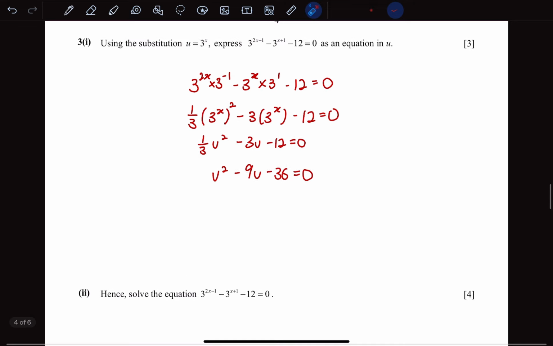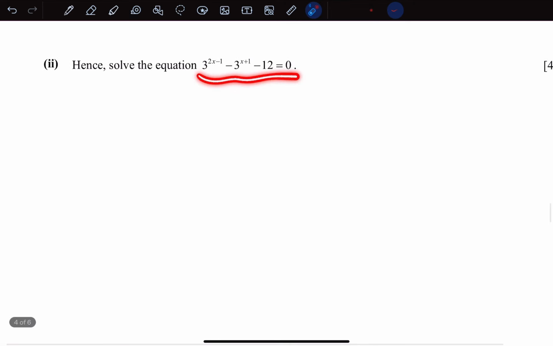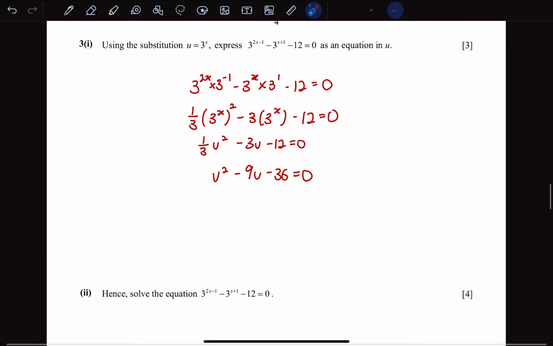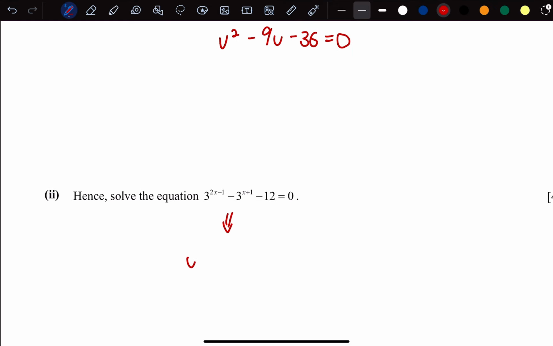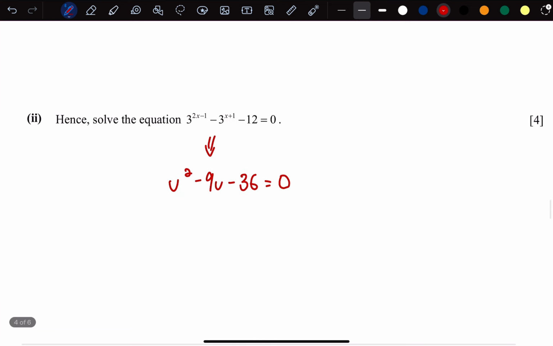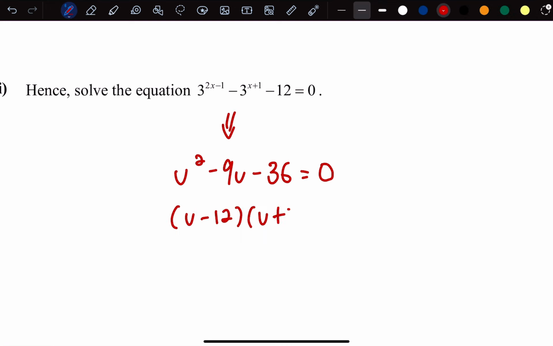Moving on to part 2 over here. Hence solve this equation here. So I know that this equation is essentially the same as this equation here. So therefore, I can continue moving forward. This means u squared minus 9u minus 36 equals 0. To solve a quadratic equation, simply factorize. I'll get (u minus 12) times (u plus 3) equals 0.